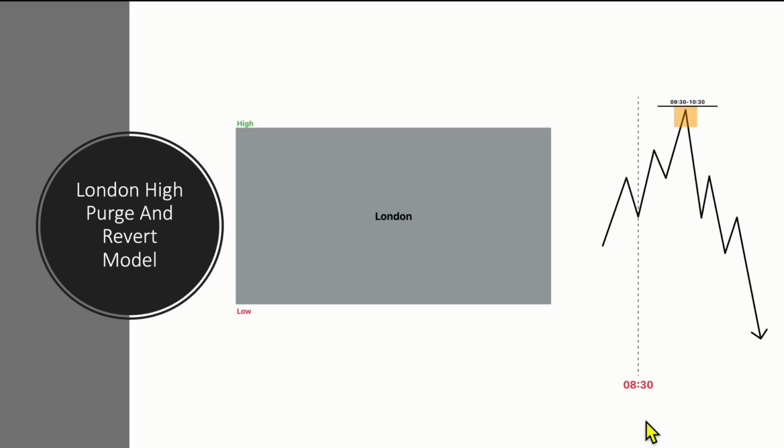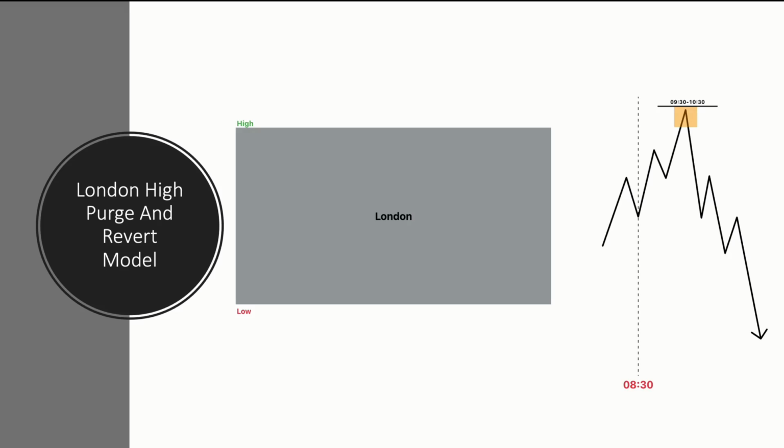So first of all, we're going to take a look at the London high purge and revert model. This model occurs when we have seen that the London session was going sideways, or was consolidating, I should say. We then see that the market begins to trade higher. We want to see that around 8:30 a.m. a leg higher begins, a run higher. 8:30 is a very important opening time during the AM session, and we will discuss in a bit why this is an important opening time.